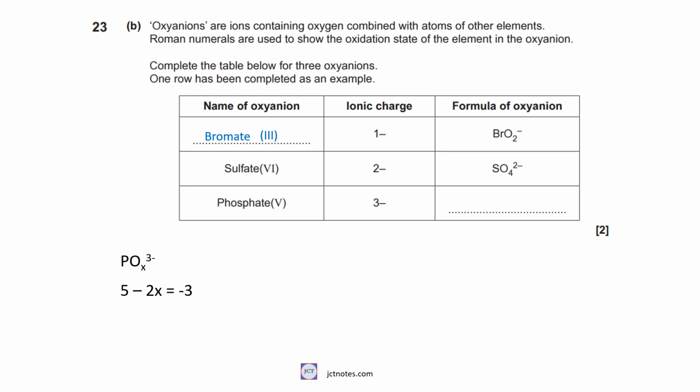The total charge contribution of phosphorus and oxygen is going to be the ionic charge, that is -3. If we solve the equation, we find that x equals 4. Therefore, the ion is made by an atom of phosphorus and 4 atoms of oxygen with 3 negative charges.